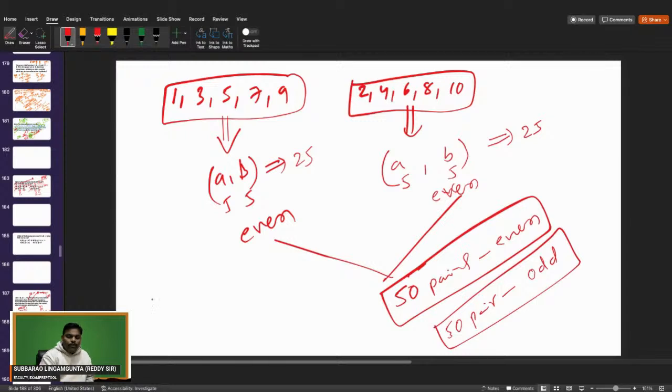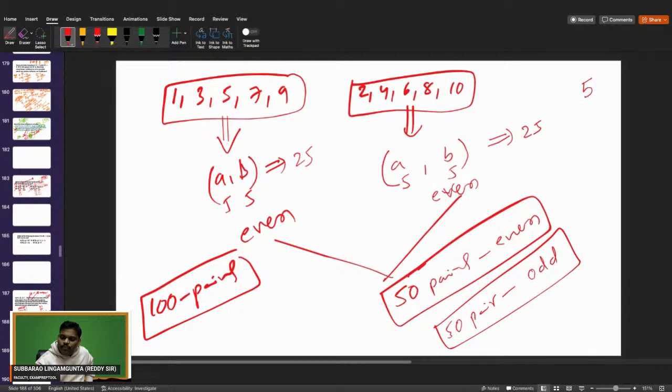So from these 100 pairs, how many pairs do I have to pick so that at least one of the pairs is an even pair? The answer is 51 pairs you have to select, to give the guarantee that one of the pairs is an even pair.